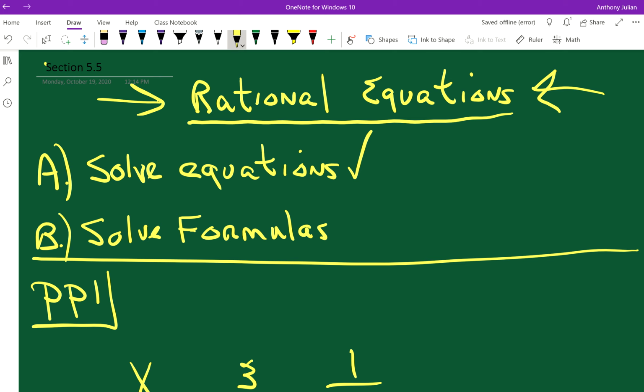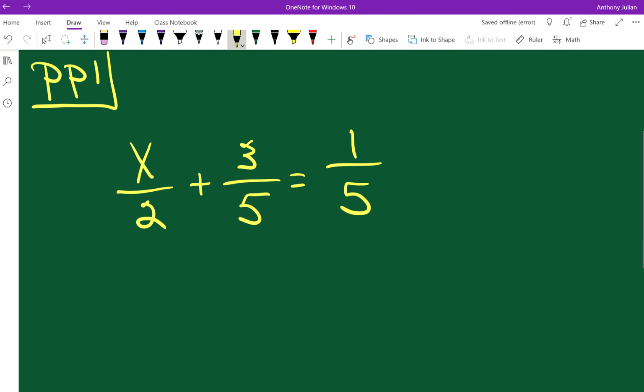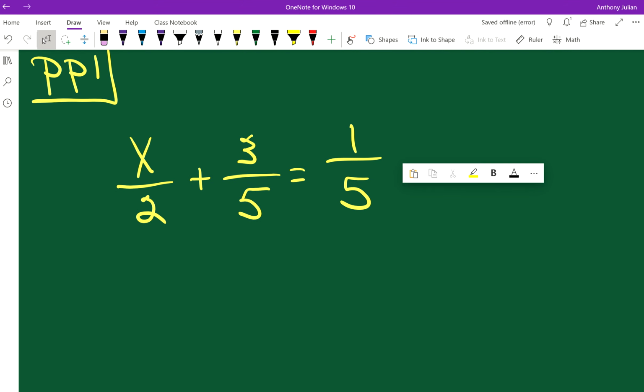All right, if I start with practice problem 1, here's an example of our problem set. I've got x over 2 plus 3 over 5 equals 1 over 5, and I want to solve for x. When I have equations, we want to eliminate the fractions. That means I want to multiply both sides of the equation, or each term in the problem, by the LCD.